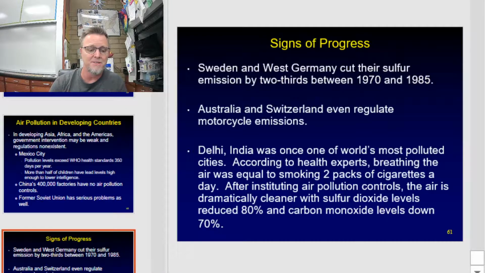There are some signs of progress. Sweden and West Germany have actually cut their sulfur emissions by 2/3 between 1970 and 1985. And Australia and Switzerland are even able to regulate motorcycle emissions. Even Delhi in India, which was once the world's most polluted city, has made huge strides, and the air is dramatically cleaner with sulfur dioxide levels reduced by 80% and carbon monoxide levels down 70%.